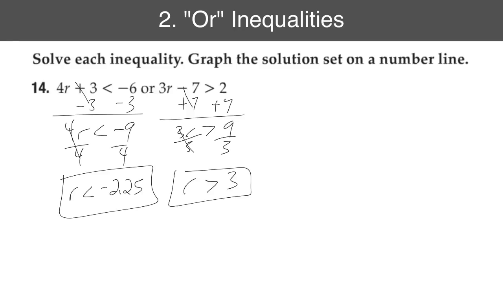And then again, we put those on a number line. So negative 2.25 would go on the left with a circle. 3 would go on the right with a circle. And if you look at them, again, using the little trick, for the negative 2.25, because the variable's on the left, you can just follow the arrow. So that one would shade to the left. And then the 3, because it's pointing to the right, would shade to the right. And so there is your final answer for that.